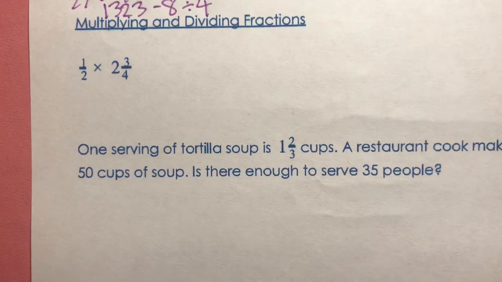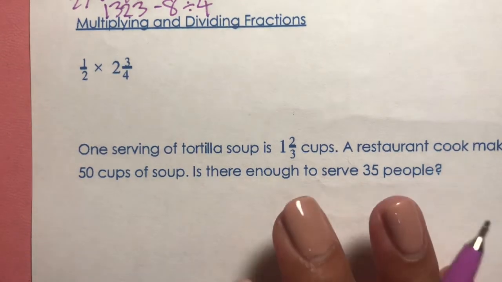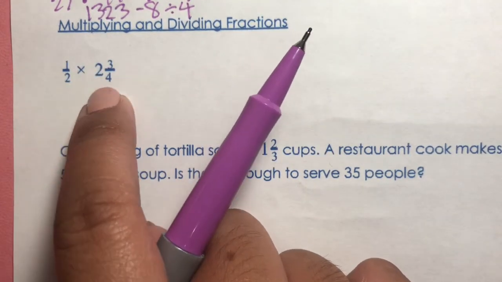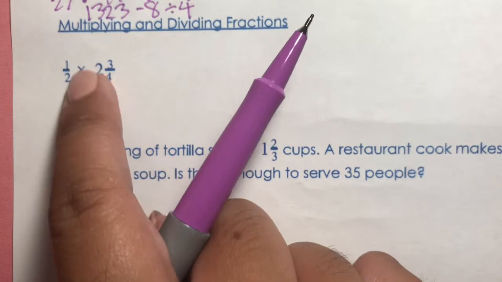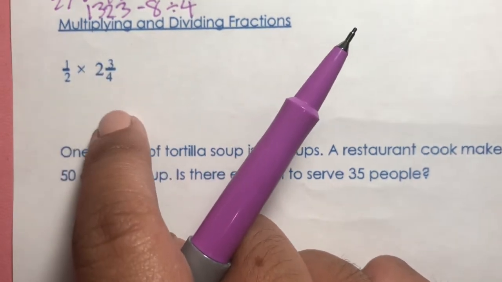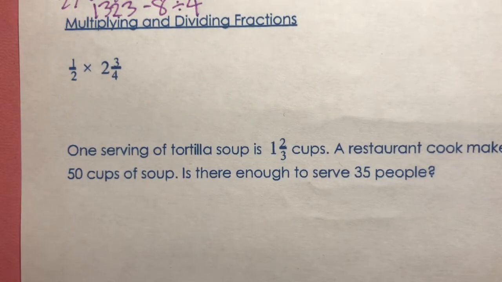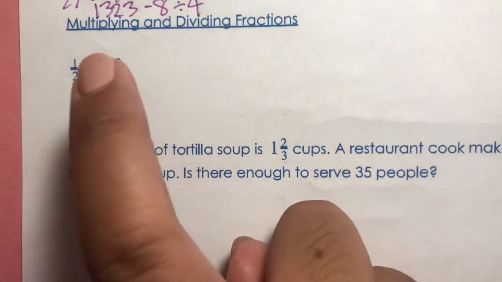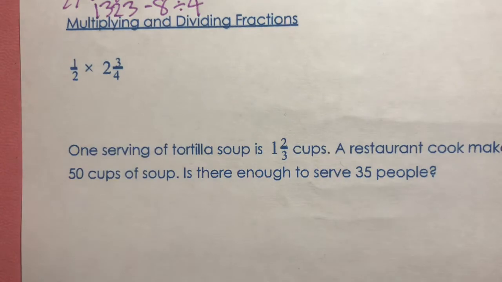Okay, so now we're going to move on to multiplying and dividing fractions. Okay, so now we have 1/2 times 2 3/4, which right here is a mixed number. Now, if you're multiplying mixed numbers, the first thing you need to do is turn that mixed number into an improper fraction. And there are two ways of doing this.